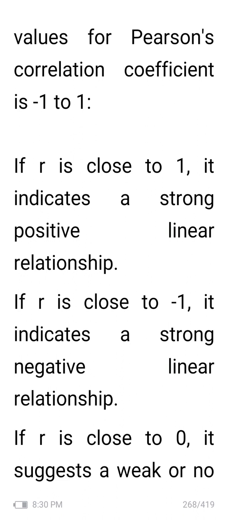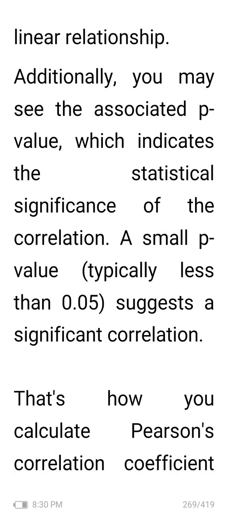If R is close to 1, it indicates a strong positive linear relationship. If R is close to -1, it indicates a strong negative linear relationship. If R is close to 0, it suggests a weak or no linear relationship. Additionally, you may see the associated p-value, which indicates the statistical significance of a correlation. A small p-value, typically less than 0.05, suggests a significant correlation.